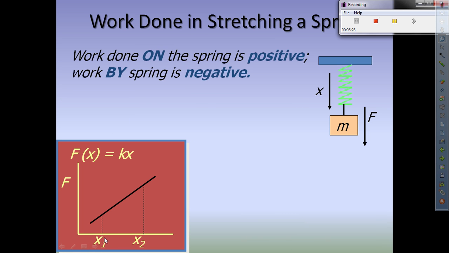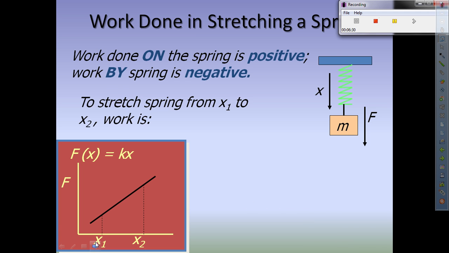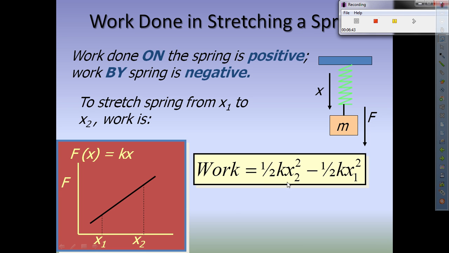Okay, so the work done in stretching a spring. Work done on the spring is positive. I pull it down and stretch it. The work done by the spring is negative because the spring is trying to restore itself. To stretch the spring from x1 to x2, I'm going to say the work is equal to 1/2 kx2 squared minus 1/2 kx1 squared.